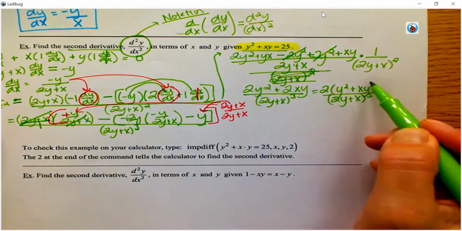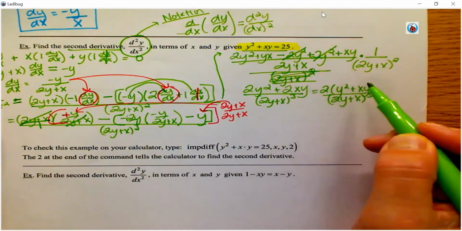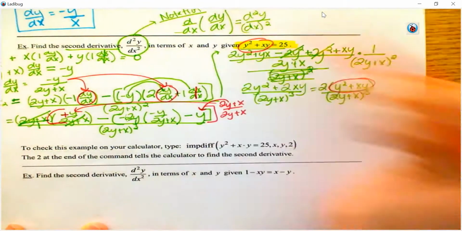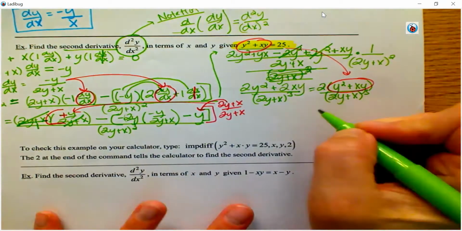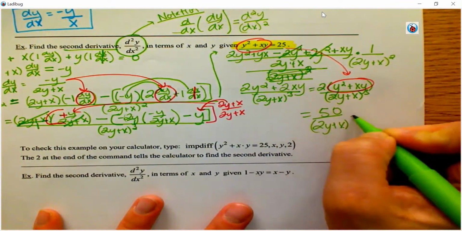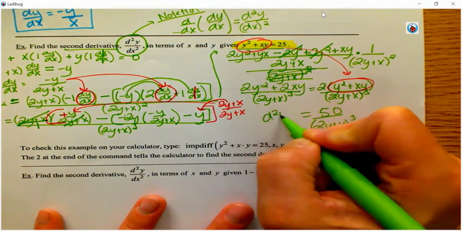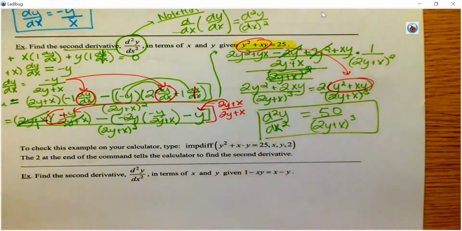And now what can I do with this y squared plus xy? I can change it to a 25, right? Because that's what this is right here. So I can substitute in a 25. So this is how it's going to look on a multiple choice test. 50 over 2y plus x cubed. And this is the second derivative of y with respect to x.